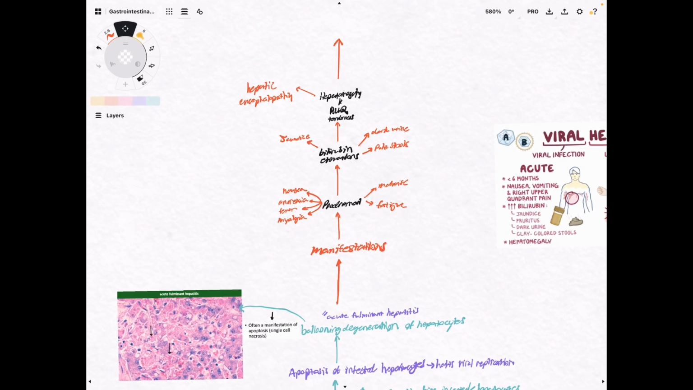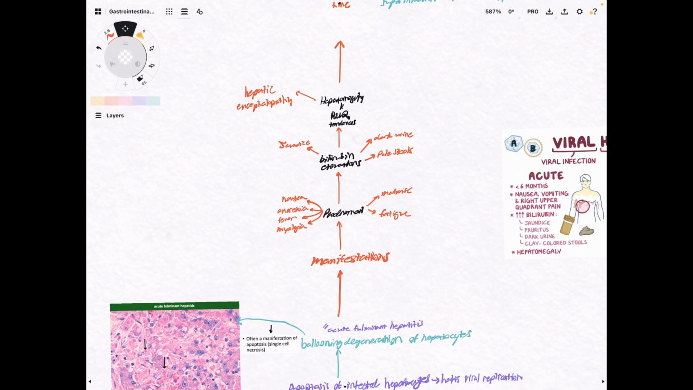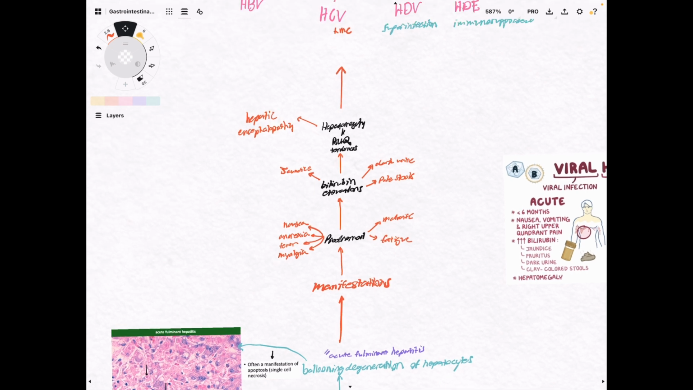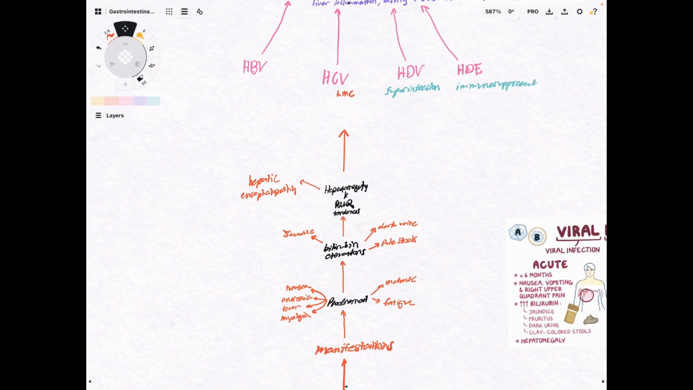And this occurs in a sequence. So the symptoms occur in a sequence. You're going to first present with prodromal symptoms, so malaise, anorexia, myalgia, and fatigue. And then that's going to lead on to bilirubin elevations, which can present with jaundice, dark urine, pale stools. And then that's going to lead on to hepatomegaly, right upper quadrant tenderness, which can also present with hepatic encephalopathy. Remember that ammonia is increasing in the blood.